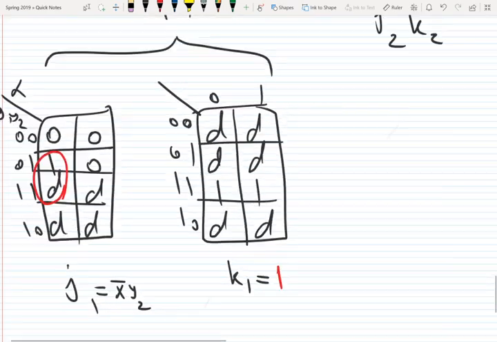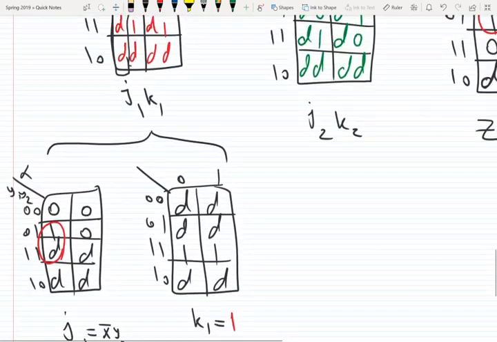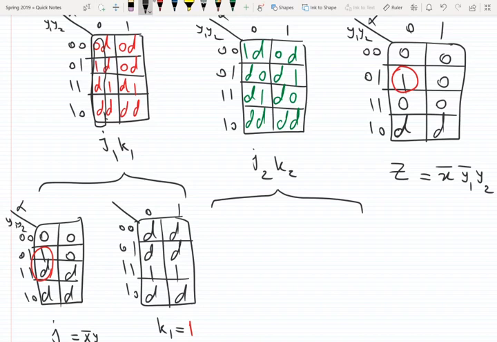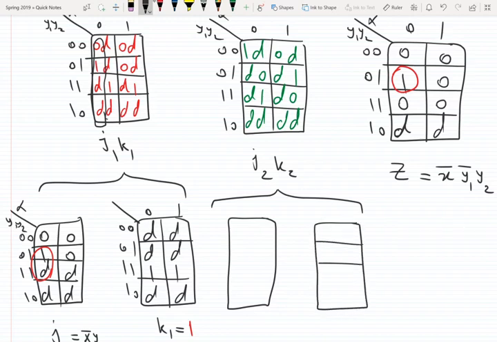So K1 is one. Let's move to the second table and try to solve this J2 K2. For J2 K2, again, we need to have two tables, like this, like this, and we just insert the values.